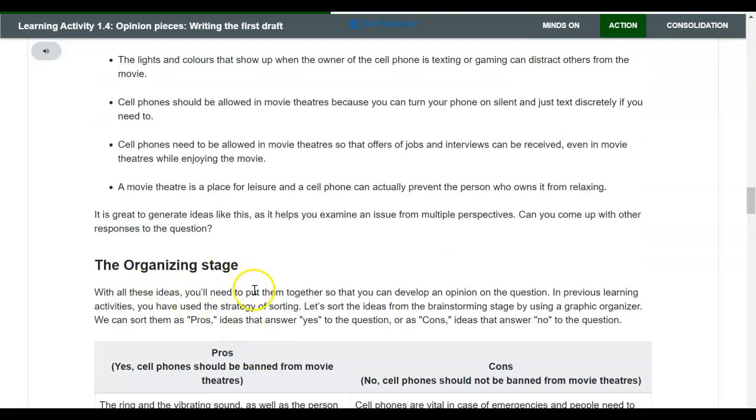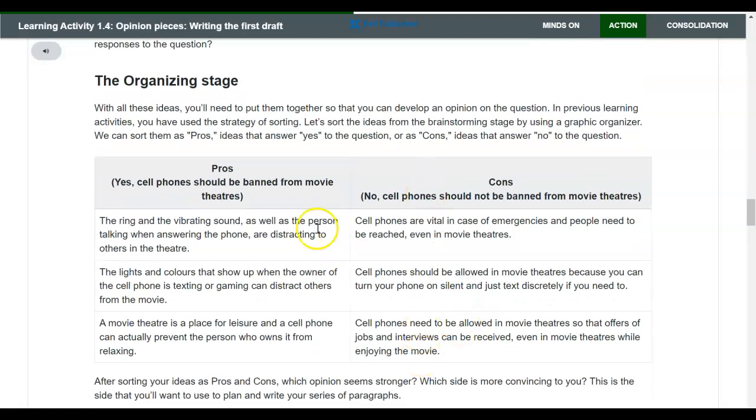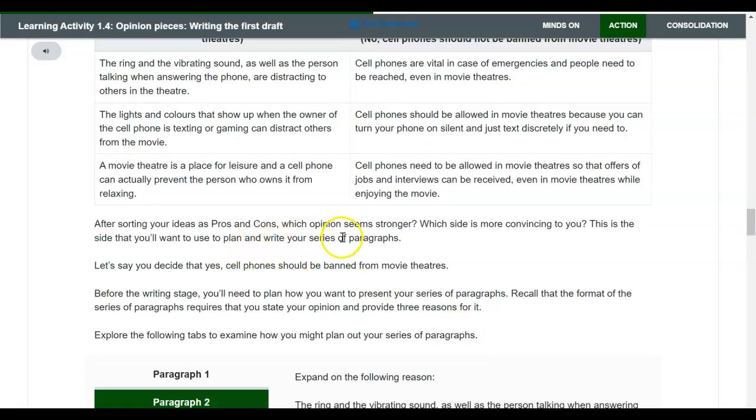Then you want to organize it. So pros, yes, cell phones should be banned, or cons, no, cell phones should not be banned from movie theaters, and you organize your thoughts into pros and cons. Then after you sort them, which opinion do you think is stronger? Which side is more convincing to you. This is the side you'll want to use to plan and write your series of paragraphs.